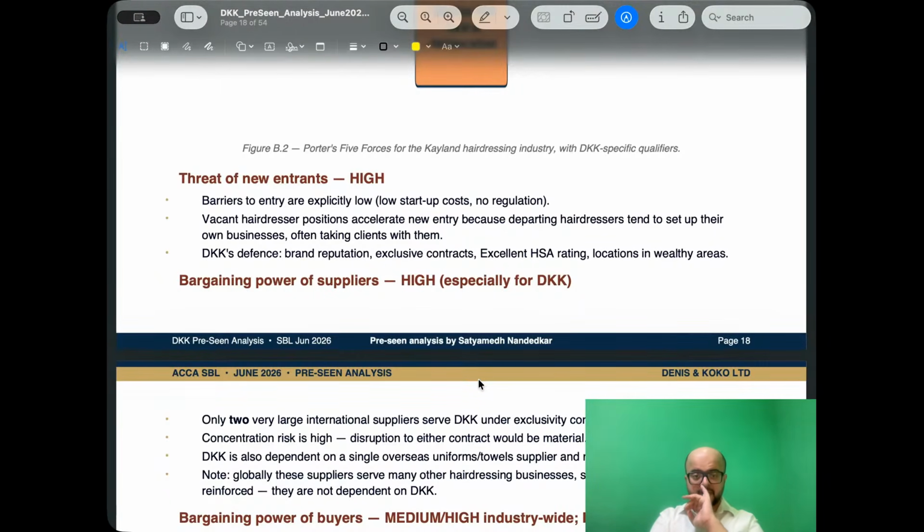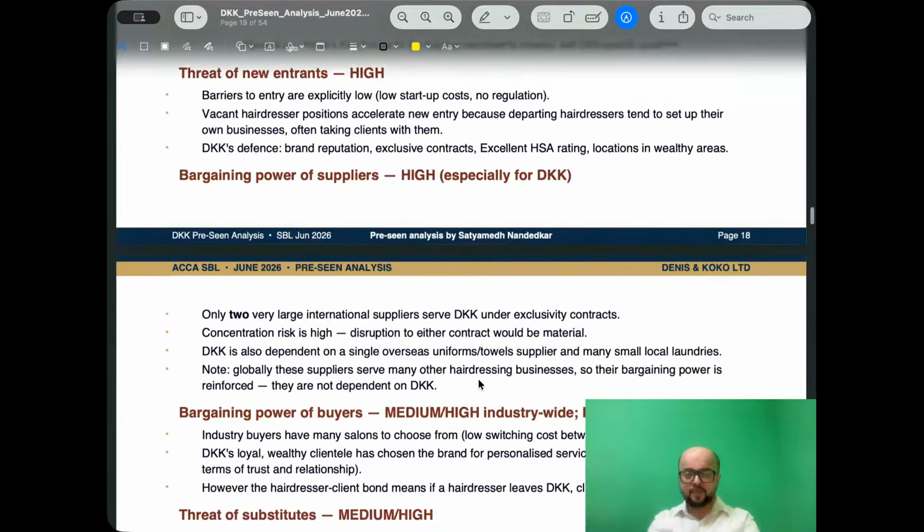DKK's defense is that there is brand reputation, there are exclusive contracts, excellent HSA ratings, and location in wealthy areas. So although the threat of entrance is high, these are some of the points which are working in DKK's defense.